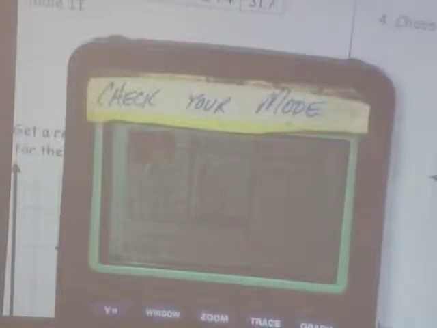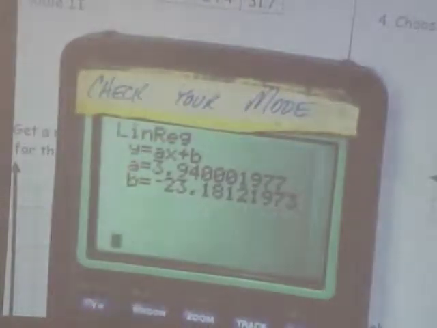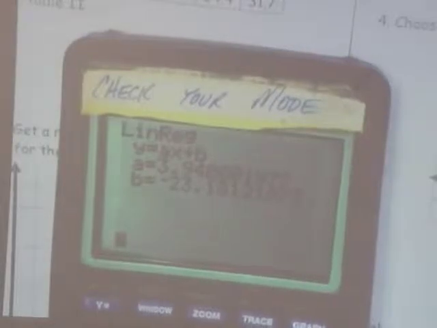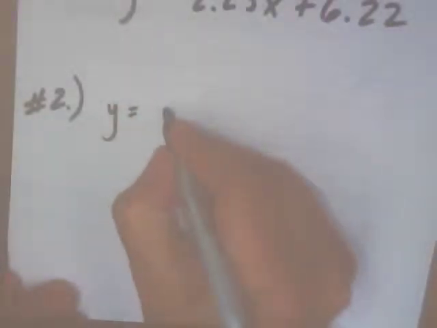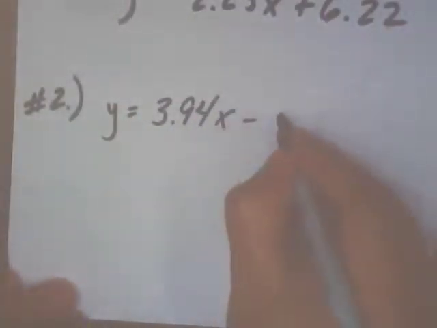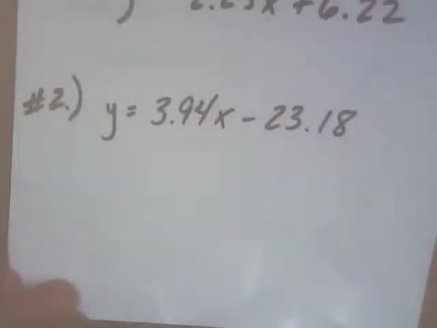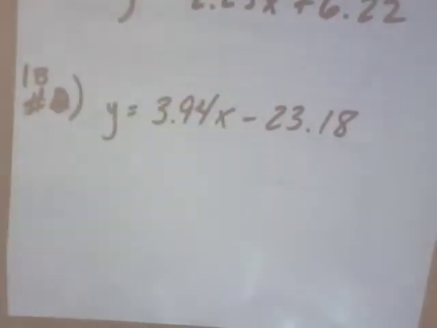Okay. Stat, arrow over to calculate, down to linear regression. Slope is 3.94 and y-intercept is negative 23.18. Questions on that? Actually, that's like 1A, isn't it? Or 1B. Questions on number 1?